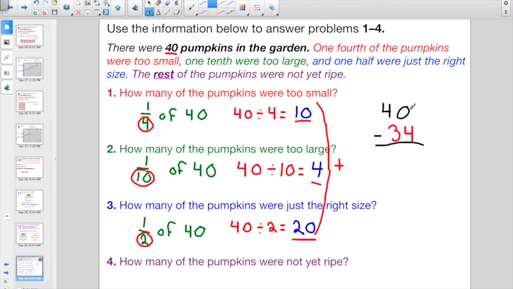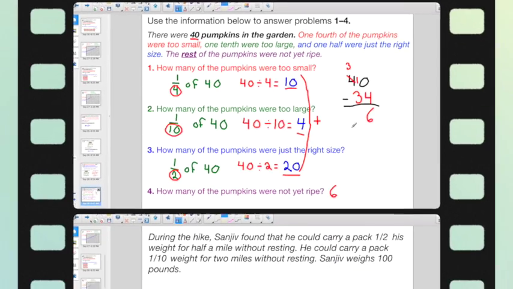Can I start with 0 and take away 4? No, that is a borrowing problem. I cross 1 out of the 4, make that 3, and pay my neighbor 1. 10 minus 4 is 6. And I've spoken to a few people about this. Do you have to go 3 minus 3 equals 0? No. Don't start a whole number with a 0, because nothing is the same value as 0. So how many of the pumpkins were not yet ripe? The rest of the pumpkins were 6.